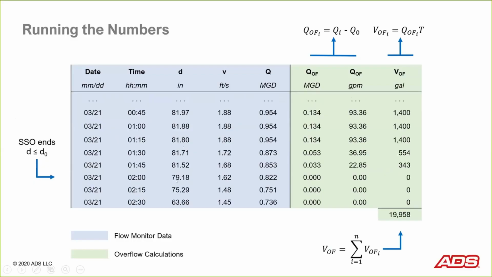when the depth drops back below 80 inches. And you'll notice our overflow calculations go back to 0. But we take all of these values we've been calculating, we sum them up, and we get about 20,000 gallons that occurred during that overflow event. So not only can we calculate the duration, but we can also calculate the volume of that event. And typically when I'm running numbers like these, I will report the volume estimate to the nearest 1,000 gallons.